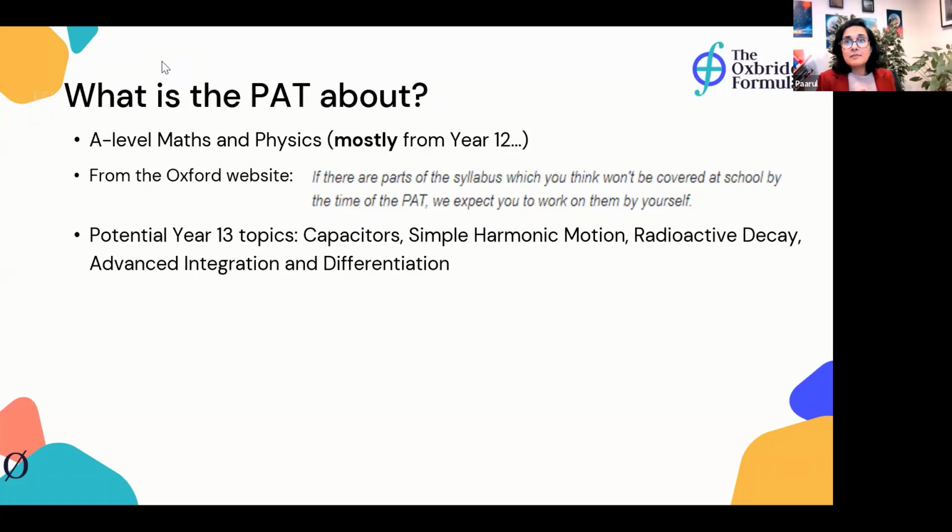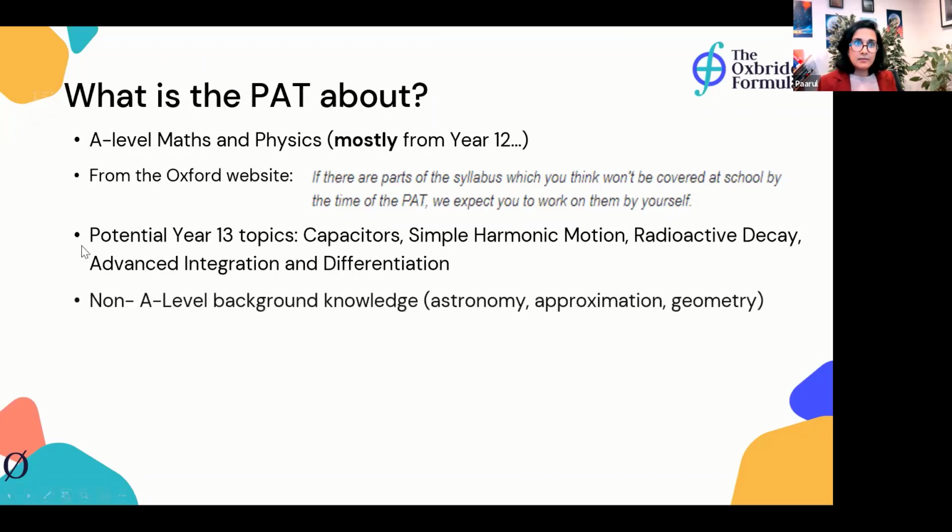Yeah, and the other things, depending on how, I presume a lot of people here do A-level further maths. If you do maths and further maths alongside each other, or if you don't do further maths, or if you're doing another type of exam, you may not have covered some of the advanced integration and differentiation, which normally comes at the end of the A-level maths syllabus by the time you do your PAT, and it is often tested. So that's another thing.